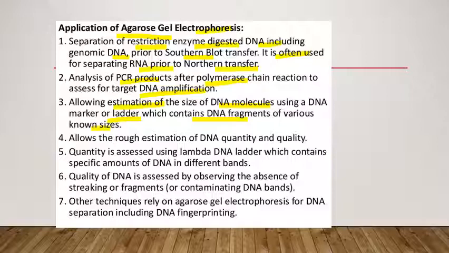DNA fragments can be identified, and it allows rough estimation of DNA quantity as well as quality. The quantity is assessed using the lambda DNA ladder, which contains a specific amount of DNA in different bands. The quality is assessed by observing the absence of streaking or fragments. Other techniques rely on agarose gel electrophoresis for DNA separation, including DNA fingerprinting.